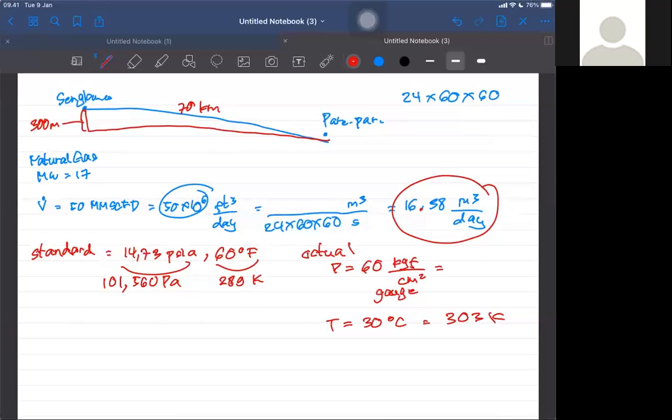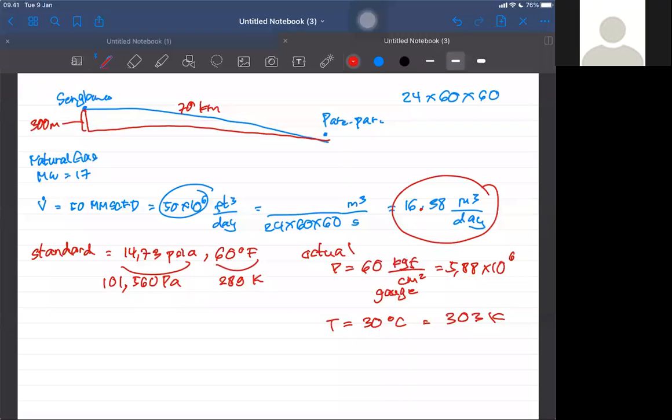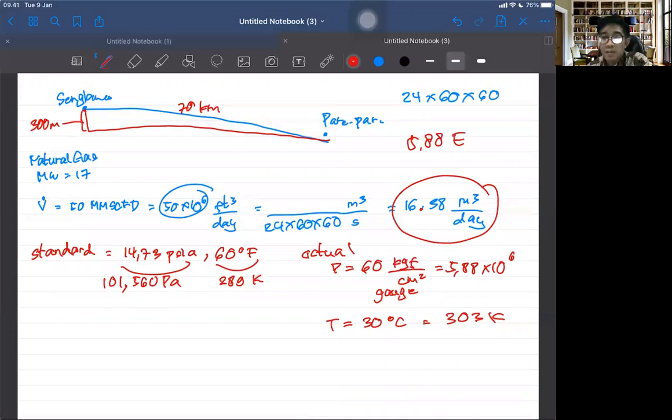I got a really small value, sir. It says 5.884 E plus 6. Oh, it's 10 to the power of 6. E, right? Like this one, right? Yes, sir. So this is 10 to the power of 6. Have you added 101.325 Pascal?